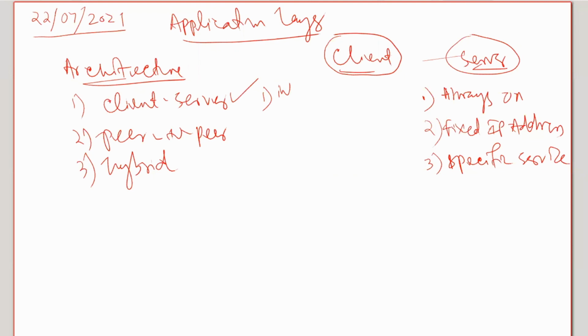intermittently on or off. That means time to time it is on or off. It is not needed to be always on like the server is. So it is intermittent: depending on the requirement it comes on, and depending on the requirement it goes off. That's why it is intermittently on and off.